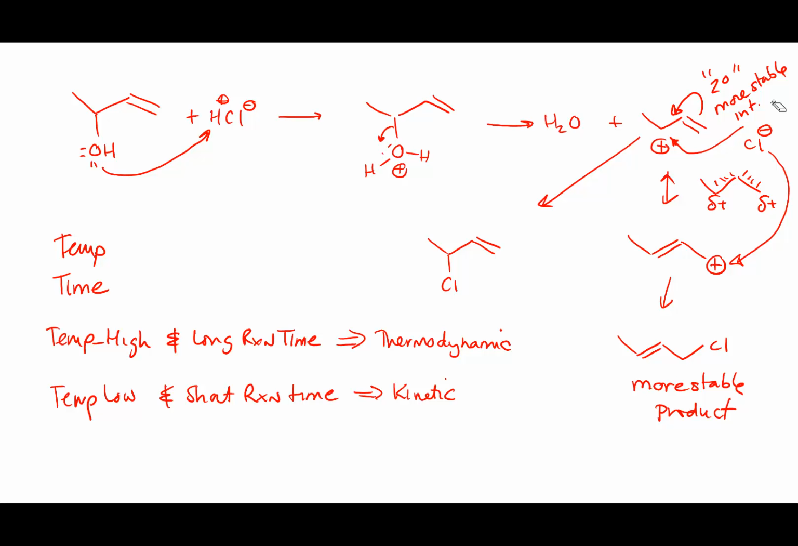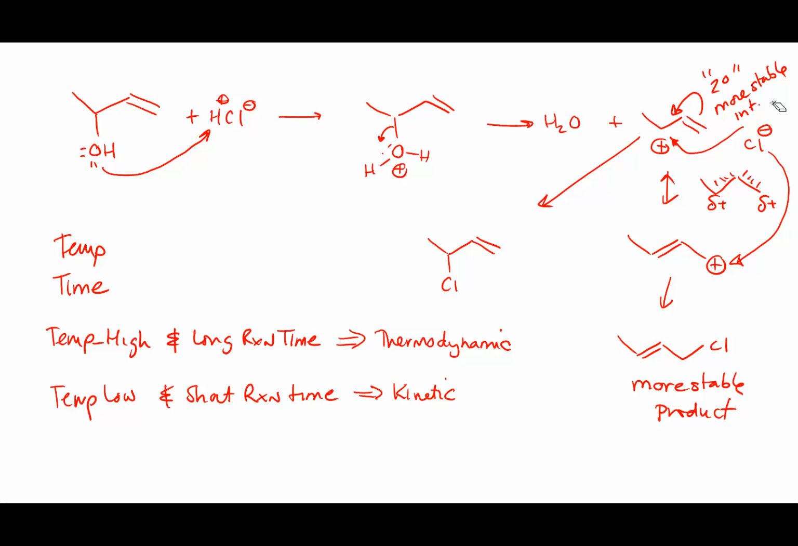But remember, the resonance hybrid is the real structure. So we're just using those to judge stability. So I would say that this is the more stable intermediate, and then the primary one is the less stable intermediate. Does that make sense to everybody?